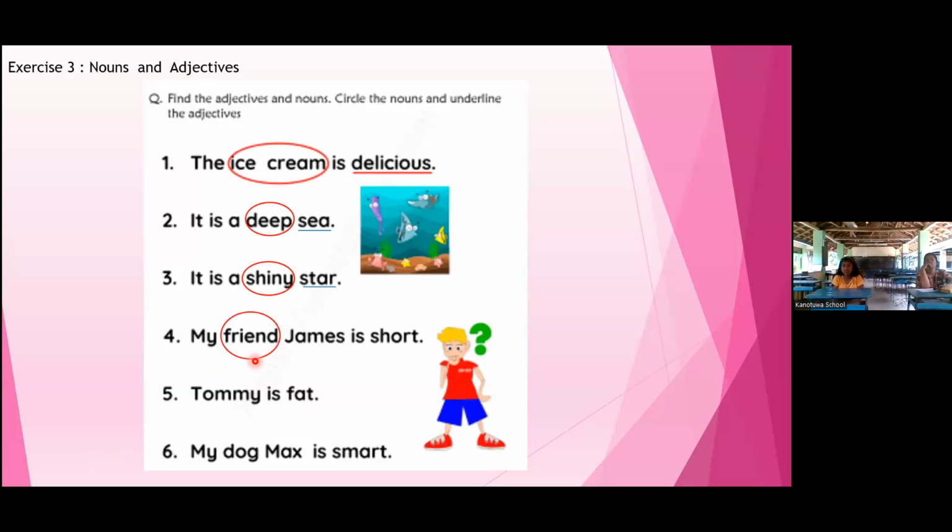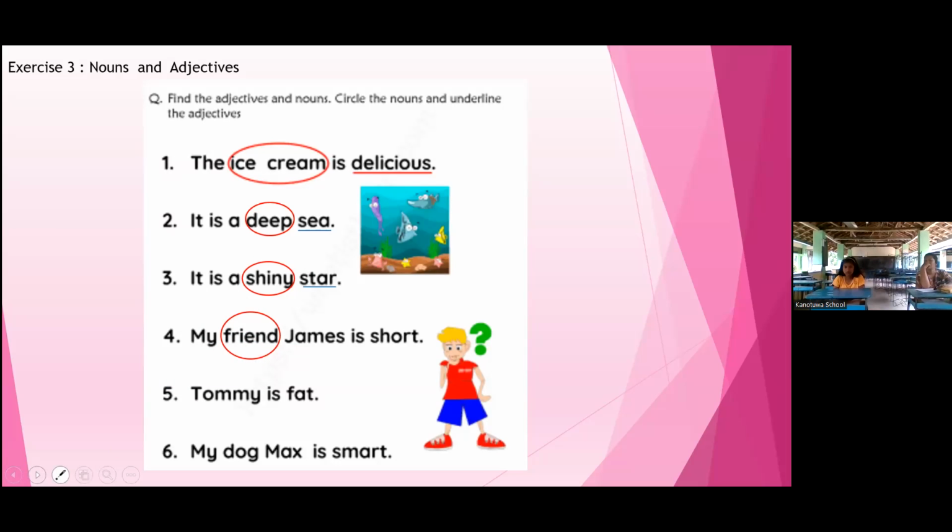Okay, sorry, there's an error here. Okay, children. Okay, friend here. I'm very sorry about this error. There's some error here. Okay, just let me see. Okay, my friend. Friend, is it an adjective or a noun? Noun. A noun. Very good.